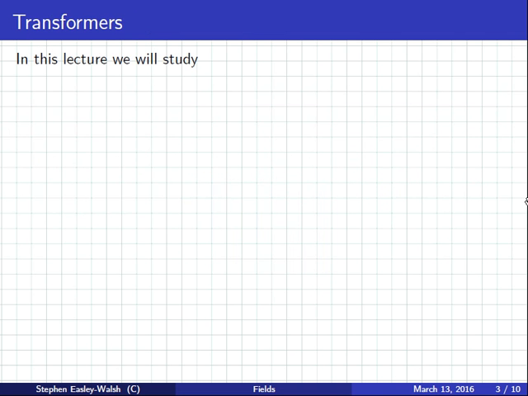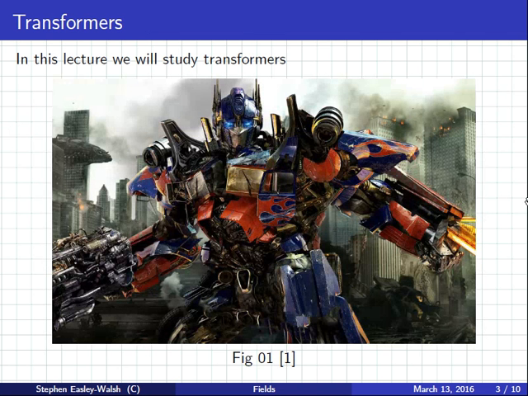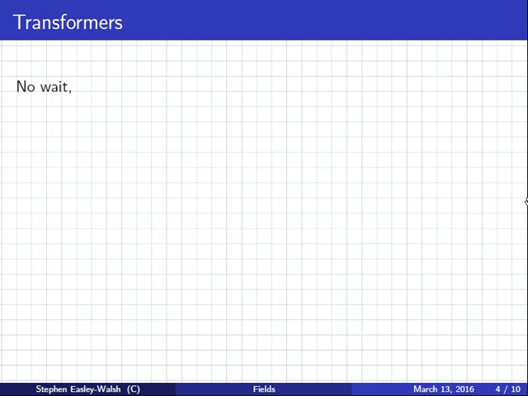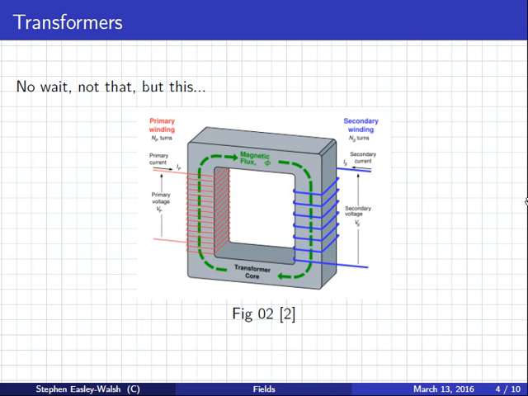Right, so in this lecture we will study transformers. Here's an example of a transformer. This is Optimus Prime. He is leader of the Autobots, that's right. His arch nemesis is Megatron. He leads the Decepticons. Oh no, wait, hang on, that's not the kind of transformer we mean. Sorry. So this is what we'll have a look at today, okay?